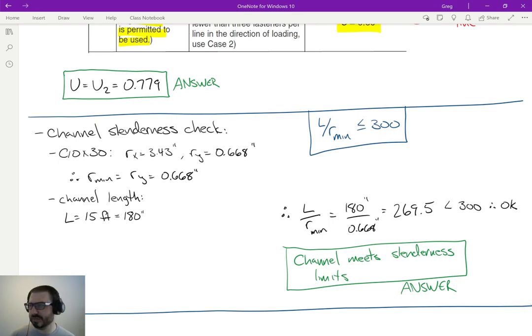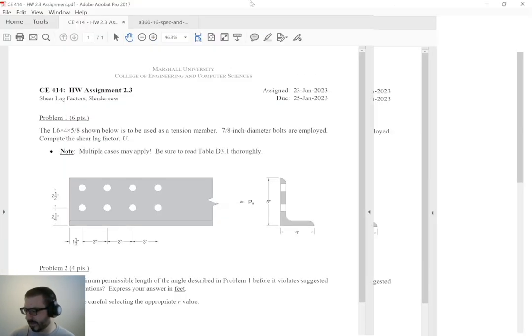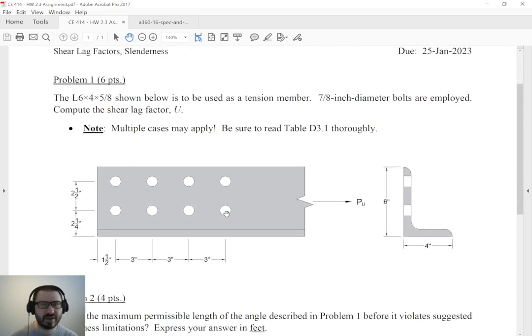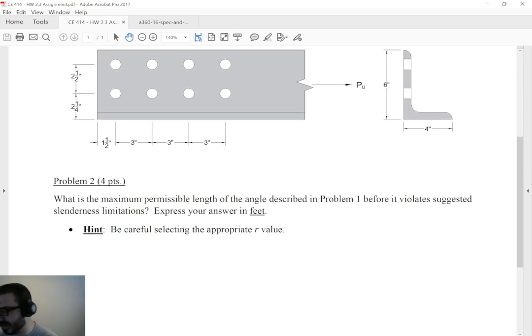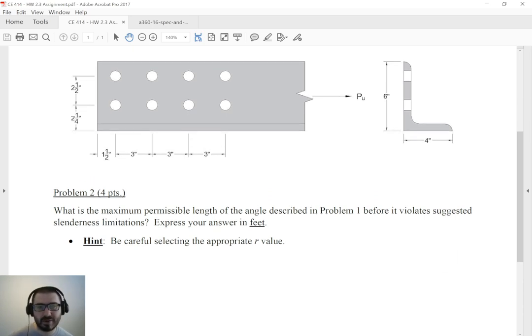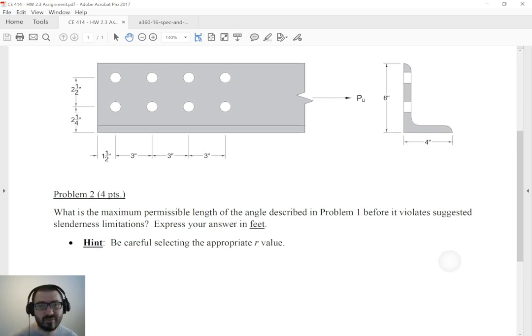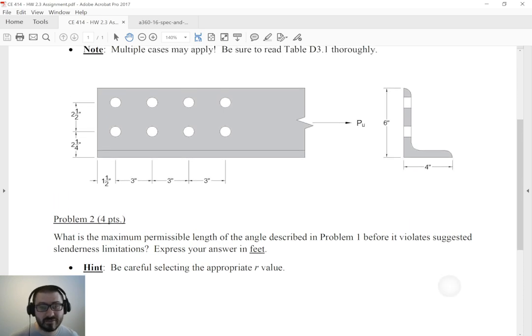I do want to make sure that I am giving a brief discussion on the homework assignment. So the homework assignment looks at the same angle, and you have two different questions on it. The first one is what is the shear lag factor for this angle, and then what is the maximum permissible length of the angle if applying slenderness limits of L over 300.